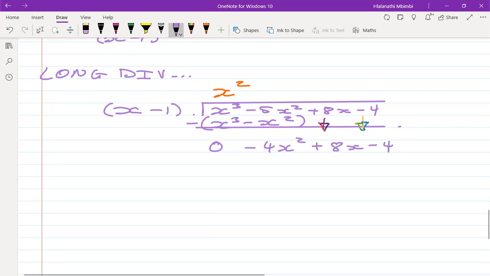And then your question can start again, like, if I could divide this minus 4x squared by x, what would I get? If you say minus 4x squared divided by x, you're going to get minus 4x. Then you say minus 4x times the whole entire bracket there. If you do that, you're going to get a negative 4x squared and a plus 4x. You put brackets, you subtract.